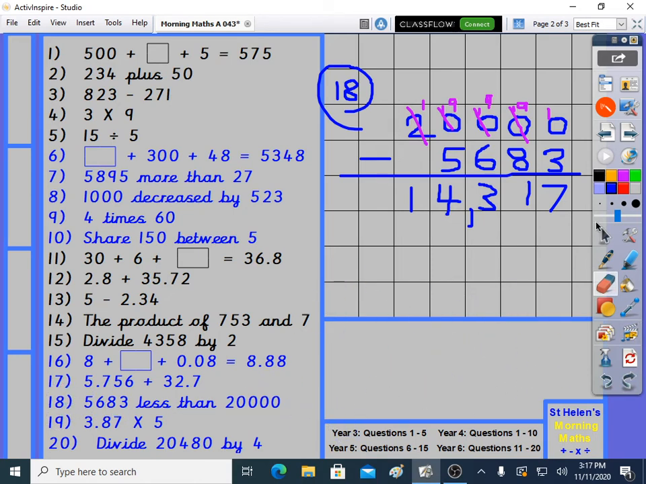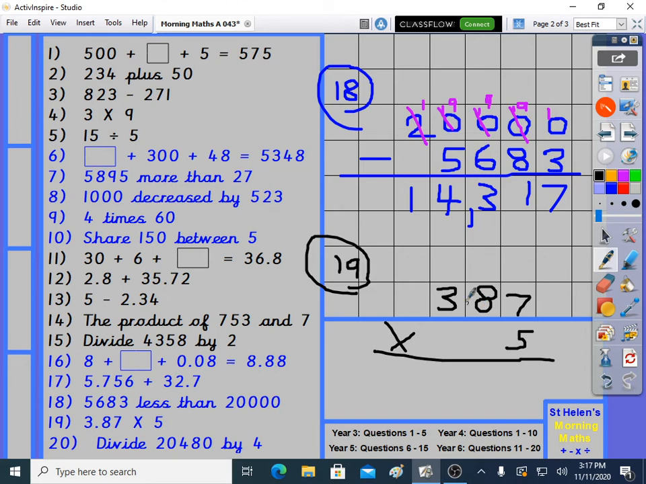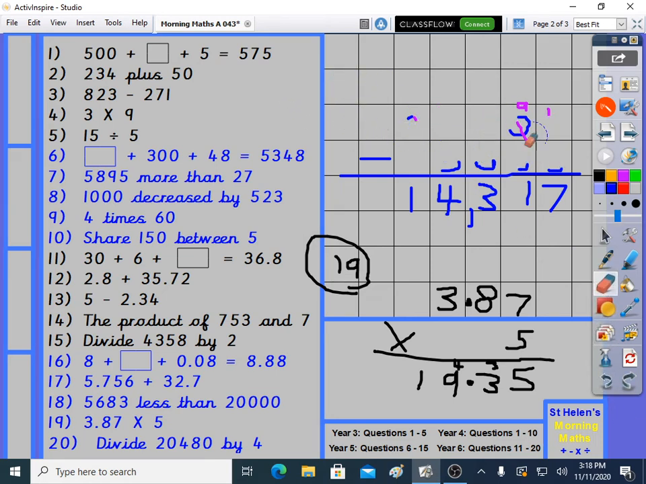Question 19. This won't take long. 3.87. We write it out as if it's 387, even though it's not. Put the point in at the end. 3.87. 7 times 5 is 35. 5 times 8 now is 40, plus 3 is 43. 5 times 3 is 15, plus 4 is 19. 19.35 we get. And we've got one question left, which is just quite a big bus stop for division.